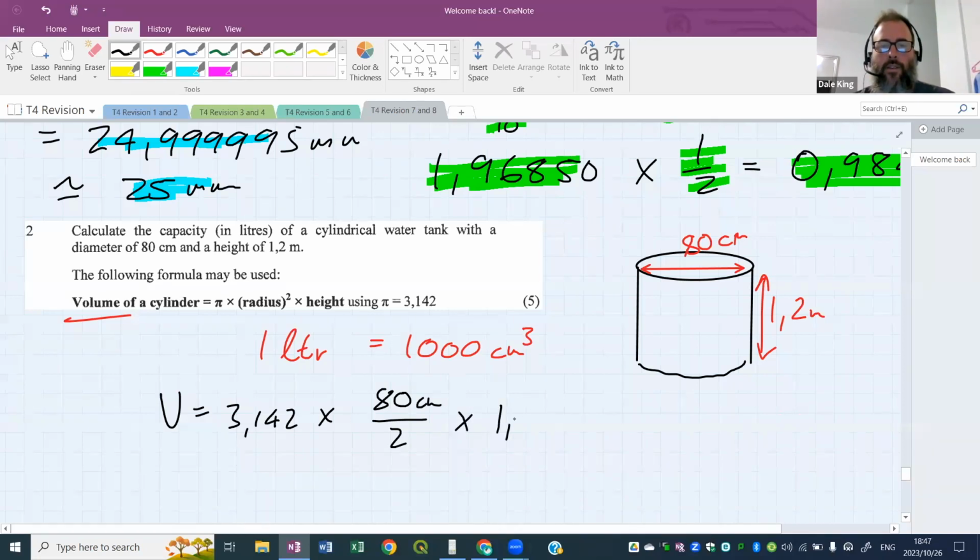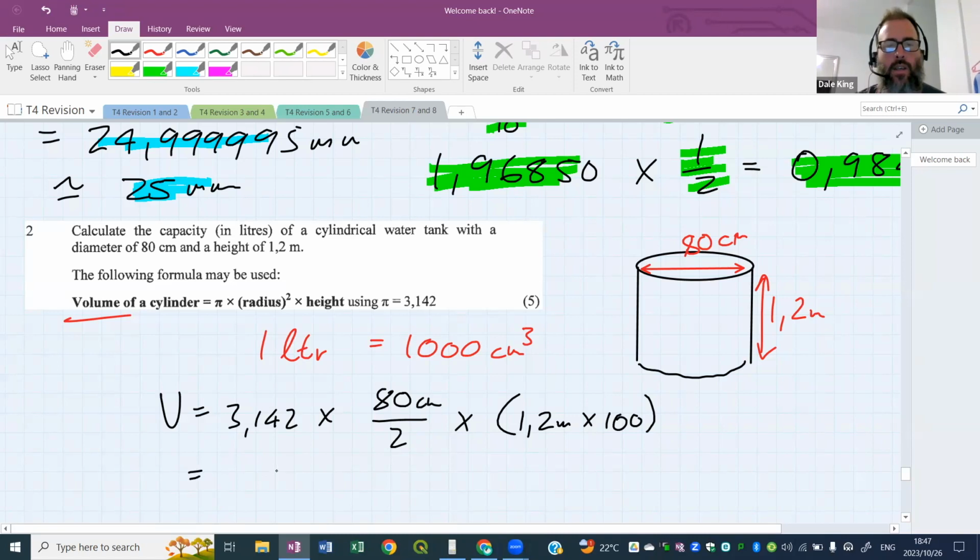So don't we want to have everything in one unit? I'm so glad you said that, Mohammed. You remember my last lesson, which said when you put things into the formula, make sure they are the same units. So this height, I need to change it into centimeters. How do I change meters into centimeters? 1.2 meters times how many centimeters in a meter? 100. Yeah. So I need to multiply the 1.2 by 100.